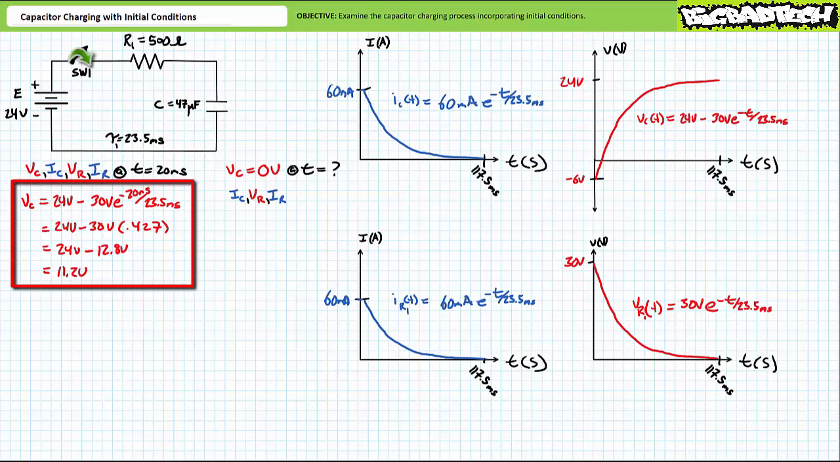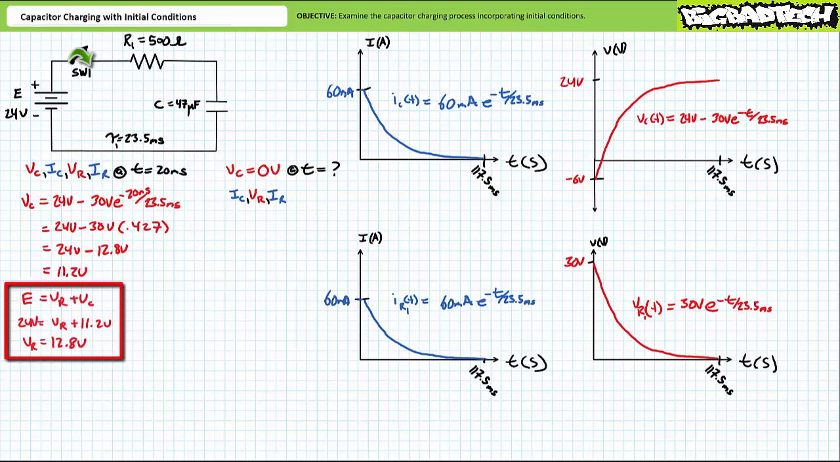Let's start by substituting 20 milliseconds into the voltage across the capacitor expression Vc of t. This yields a value of roughly 11.2 volts. We could substitute t equals 20 milliseconds into the other time-varying expressions. However, we could also use much simpler, more reliable tools like series circuit properties, Kirchhoff's voltage law, and Ohm's law.